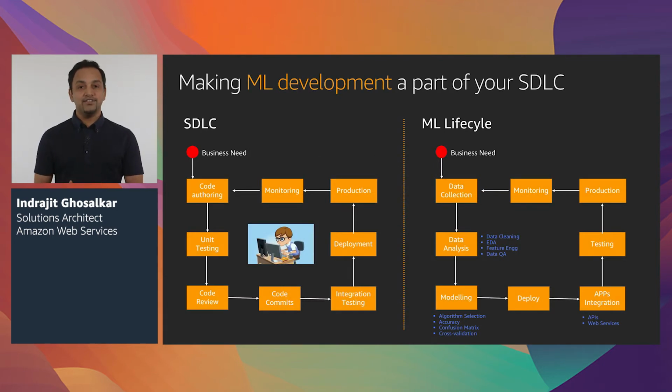Now, talking about SDLC, let's move on to our next slide, which talks about SDLC, which is software development lifecycle, and machine learning lifecycle next to each other. So we can see the differences or similarities, however you want to look at it. If you see, both processes start with a business need or a use case. Once that is done, in software development lifecycle, once you understand the requirement, you start writing the code, whereas in machine learning lifecycle, it all starts with identifying your data sources, understanding your data and collecting it.